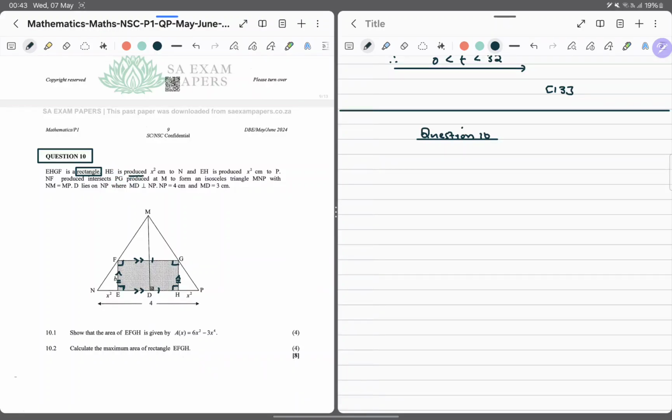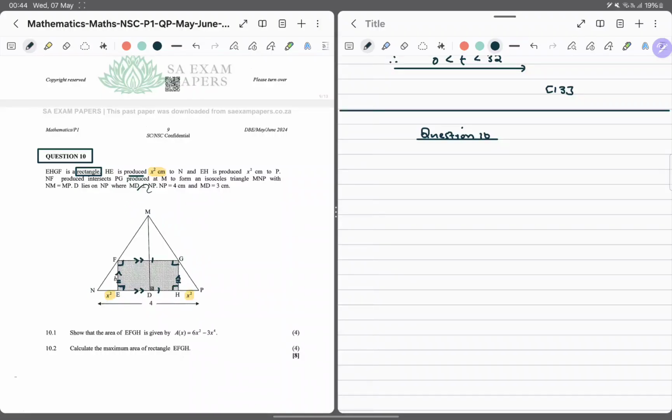HE produced, meaning it's the same straight line, x squared centimeters. Hear that? That's a length. HE produced to N is x centimeters, so it's already indicated. And EH produced x squared centimeters to P, again the same story, there it is. We see it's indicated, we don't need to do it. Now NF produced intersects PG produced at M.